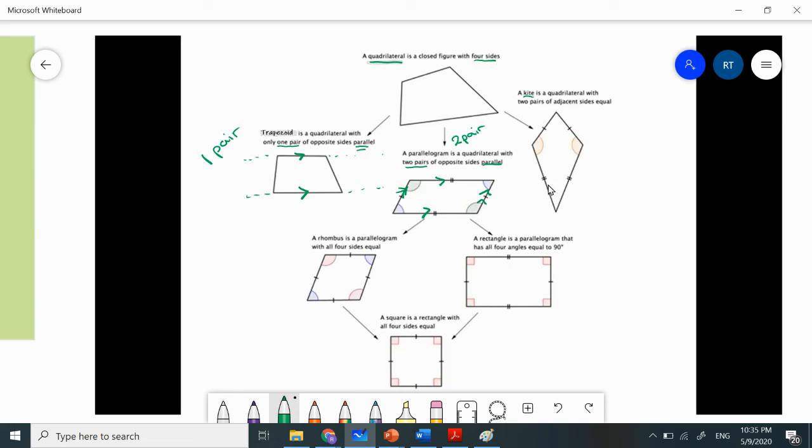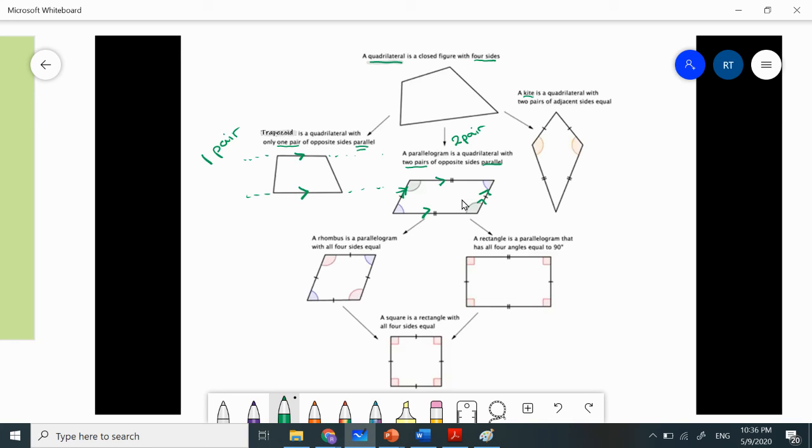Now, this one and this one, they are adjacent, right? This would be, for example, 7 centimeters, and this is 7 centimeters. So every two adjacent sides are equal in size. Actually, in this lesson, we will focus more on this part.